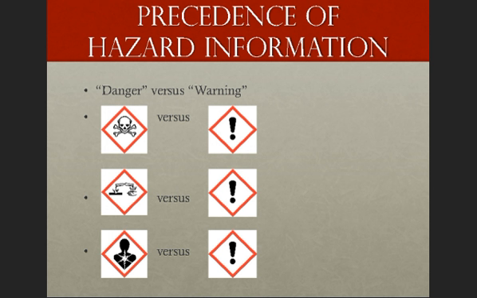Some lower-level hazard categories do not use signal words. Only one signal word corresponding to the class of the most severe hazard should be used on a label. If the signal word danger is included, the signal word warning shall not appear.